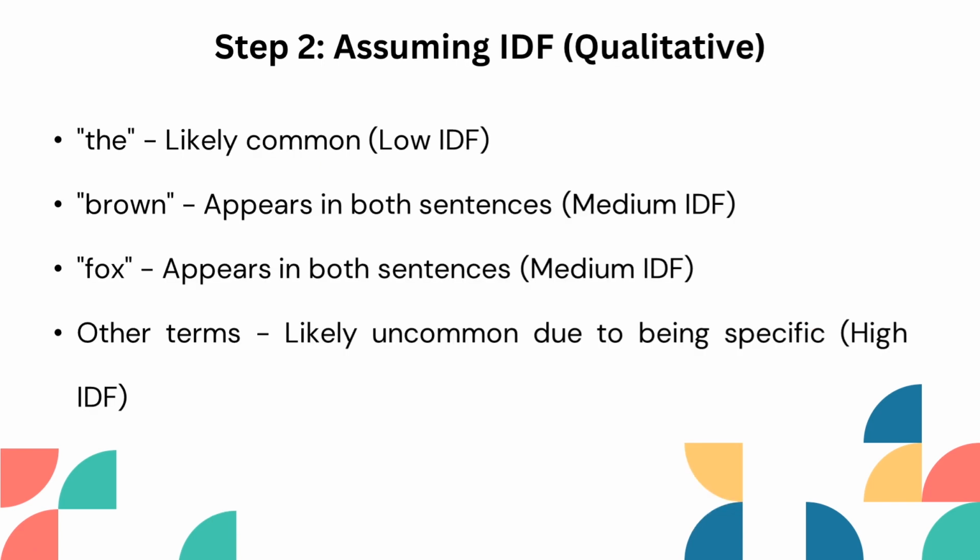Okay, so now we will assume the IDF. Any word that appears a greater number of times will be considered as low IDF, that is, inverse document frequency, and the word that appears in both the sentences can be considered as medium IDF. Those words which appear in sentence 1 but not in sentence 2, and those words appearing in sentence 2 but not in sentence 1, are likely uncommon. Due to being specific, we consider these as high IDF.